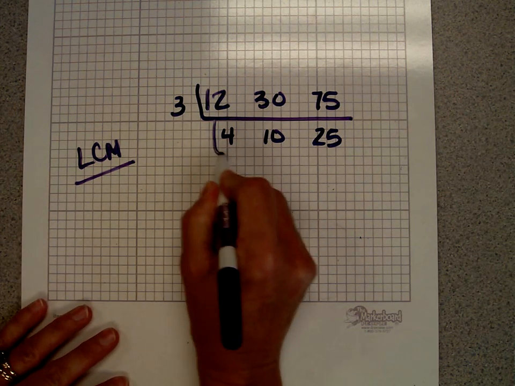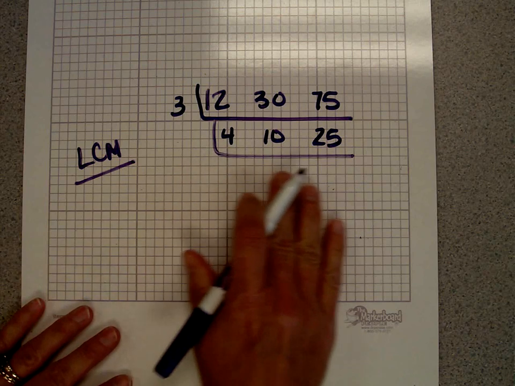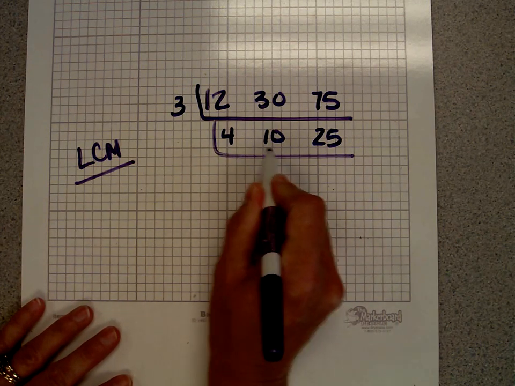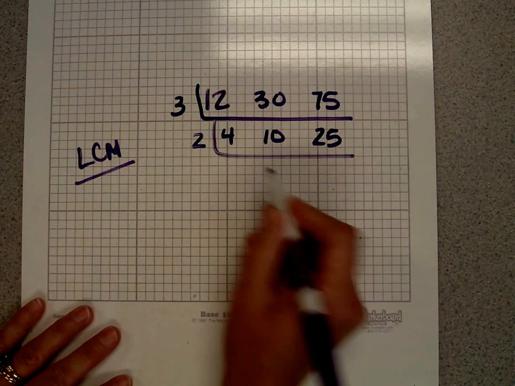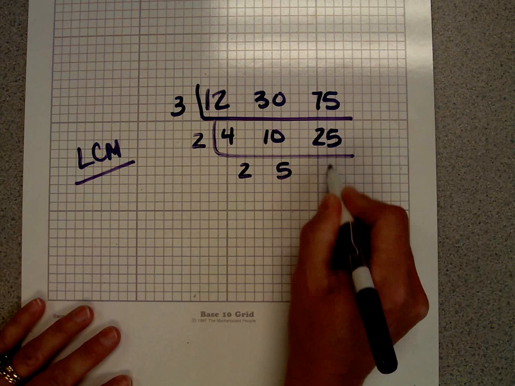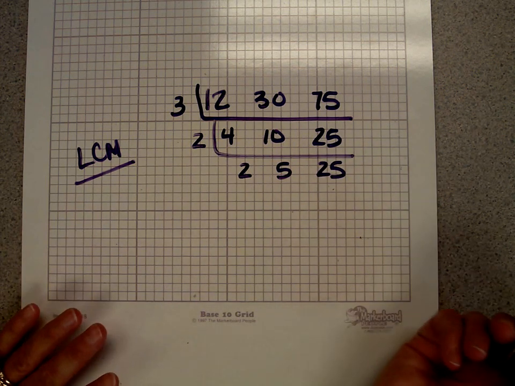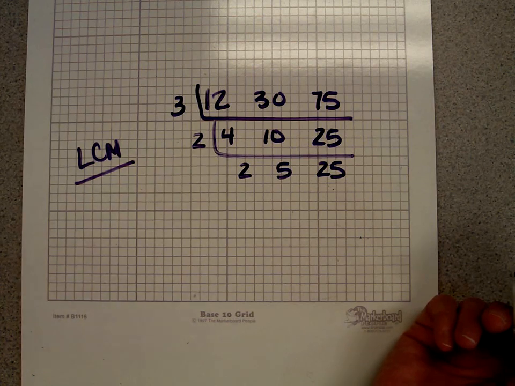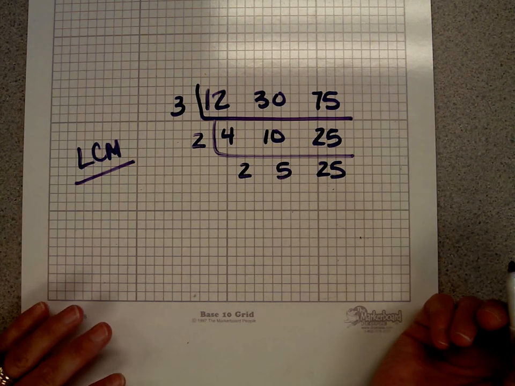So I'm going to look at these numbers and I'm going to say, is there something that I can take out of 2 of them? And the answer is yes. Out of 4 and 10, I can take a 2 out. 4 divided by 2 is 2, 10 divided by 2 is 5, and I'm simply going to bring my 25 down. That's where this differs from division. In division, you wouldn't just bring a number down. If you couldn't divide, you couldn't divide, but you wouldn't just bring a number down.